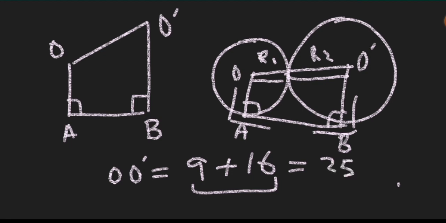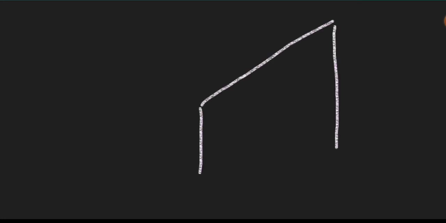Now let's draw the separate figure for the quadrilateral like this. Here we have the quadrilateral in this shape. This is the 90 degree angle and this one is also 90 degree. This side, suppose OO dash, is 25 now.